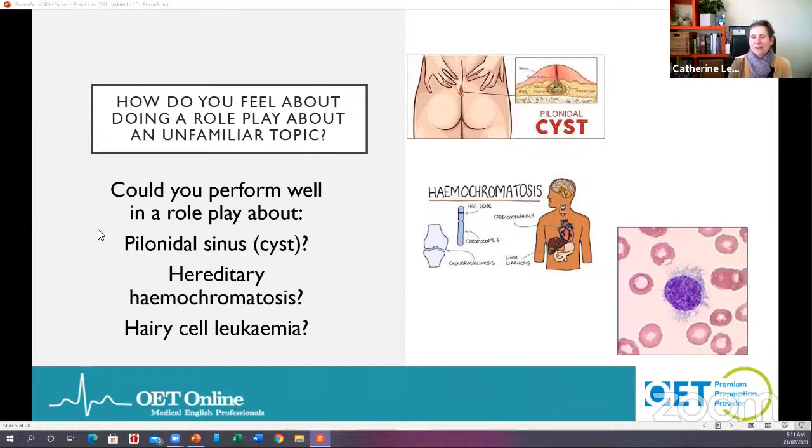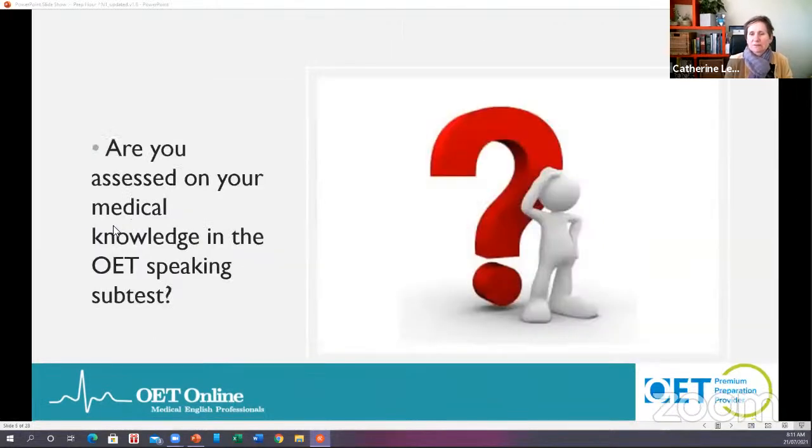So these are things that if it was exam day, maybe a pilonidal sinus or cyst, you'd be thinking, oh, I don't really know, I've never had a patient with that condition. Or hereditary hemochromatosis, perhaps you would not be sure how that is diagnosed. Or hairy cell leukemia, maybe you're not sure what the prognosis is for patients with those conditions.